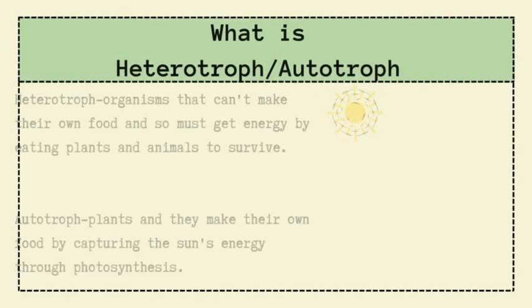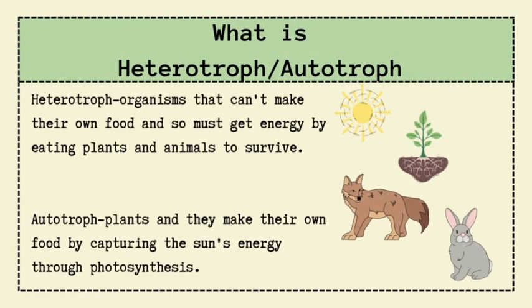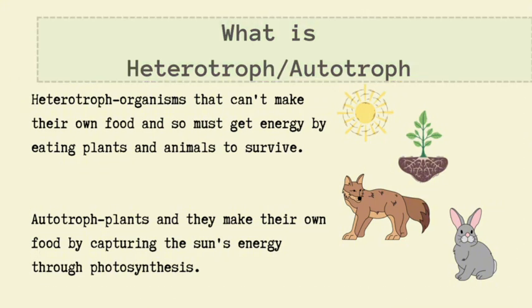What is a heterotroph and autotroph? Heterotrophs are organisms that can't make their own food, so they must get energy by eating other plants and animals to survive. That's what we are. Autotrophs are plants and some types of bacteria that can make their own food by capturing the sun's energy through photosynthesis.